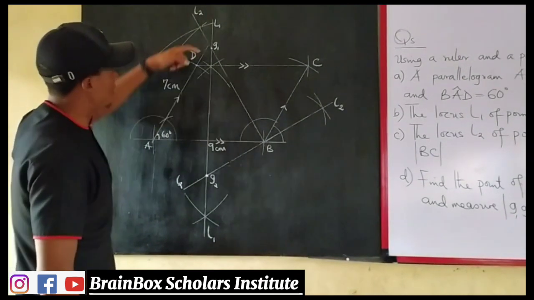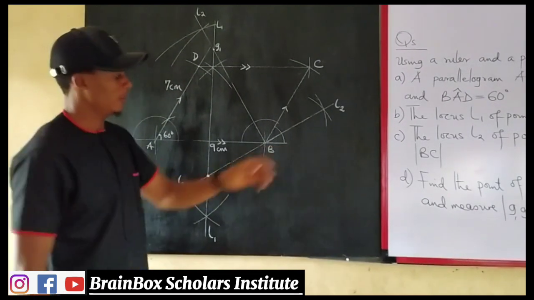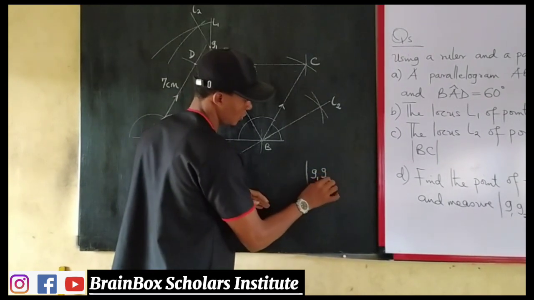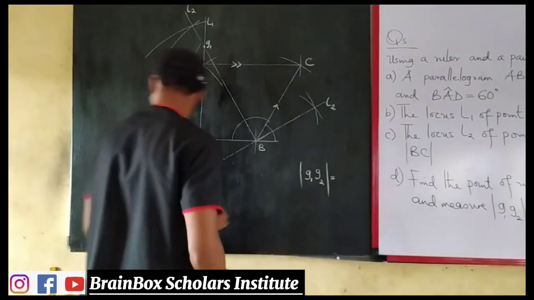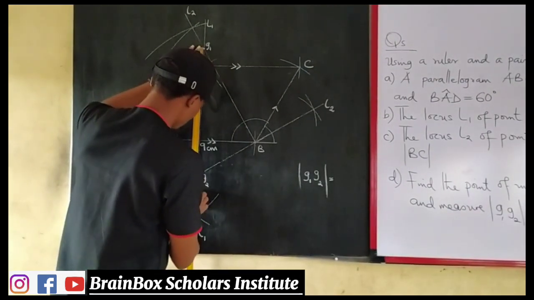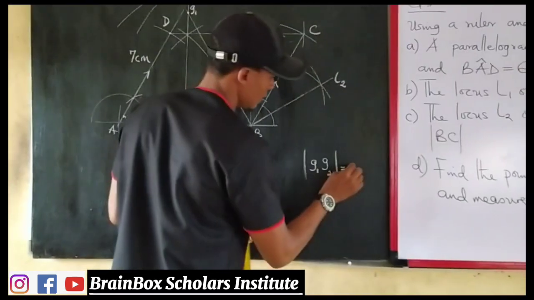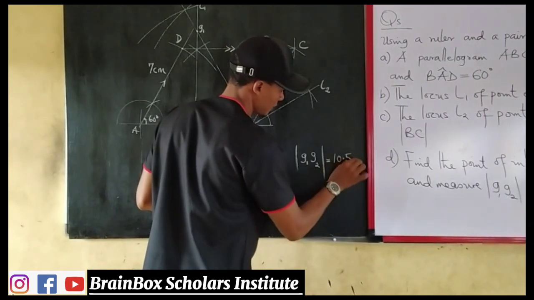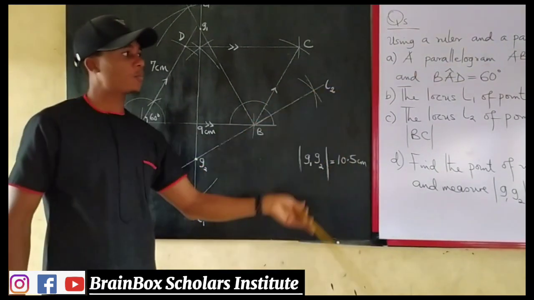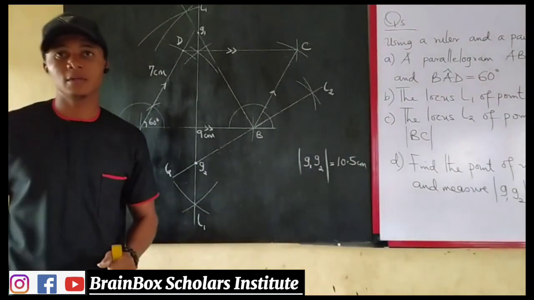Yes. So now let's measure G1, the line connecting G1 and G2, which I'm going to measure. And if I measure, I'm having 10.5 cm. Okay? 10.15 cm. Now this is what they requested of you. Okay? Very simple. Are we there? Yes. Okay.